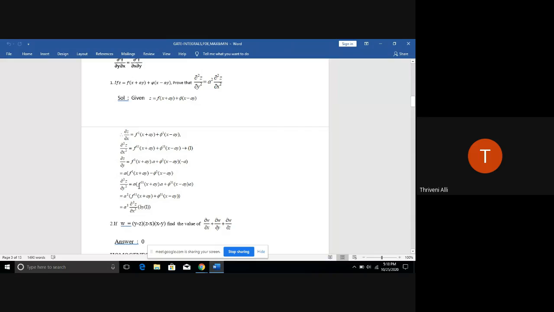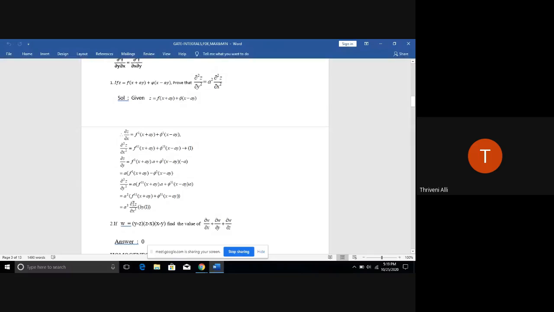That is, f dash of x plus ay into a, already a is there. Again, second time derivative. So we are doing second time derivative. So again, we write into a plus phi double dash of x minus ay into y into minus a. So taking a square common, f double dash of x plus ay plus phi double dash of x minus ay. So this term being a square into dou square z by dou y square.